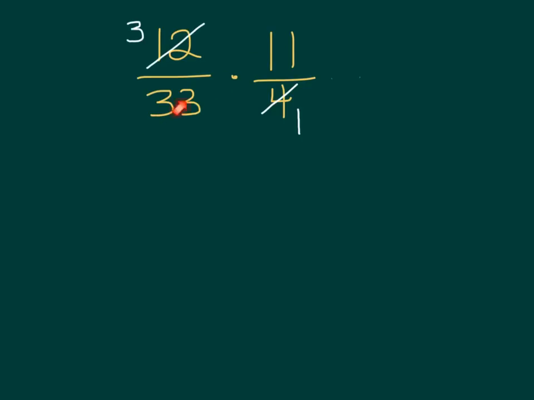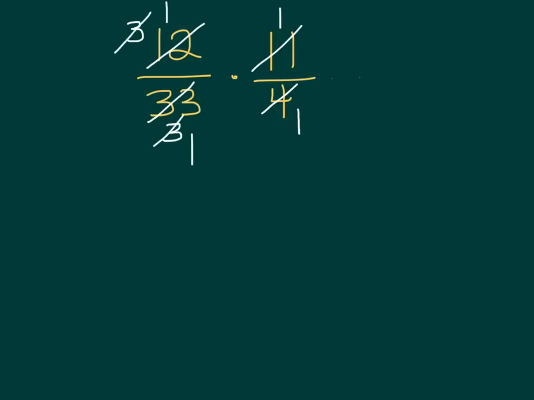Okay, I'm going to look at these diagonals. Is there something that goes into 11 and 33? Well, 11 does. 11 divided by 11 is 1. 33 divided by 11 is 3. Now I'm going to show you another one that we didn't do in the last example, but look up and down. 3 over 3, that's the same as 1. So I'm going to divide a 3 out of both of these. 3 divided by 3 is 1. 3 divided by 3 is 1.